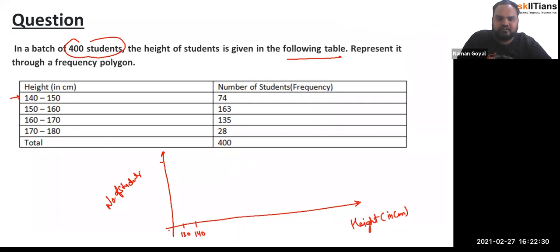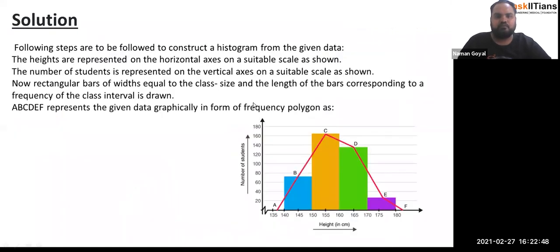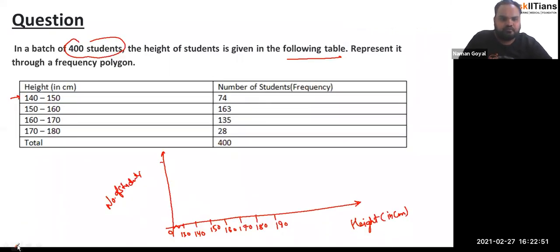Now, this interval is uneven, non-uniform, so we have to draw a kink sign over there. Then 140, 150, 160, 170, 180, and up to 190. The data is very large, so on the y-axis we can take a difference of 20: 20, 40, 60, 80, 100, 120, 140, 160, 180. We can take it like that.